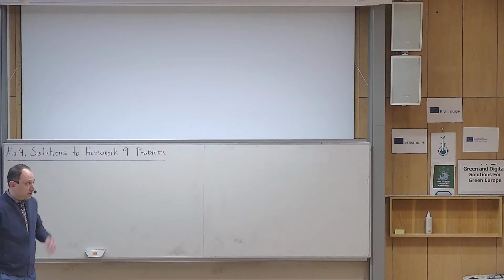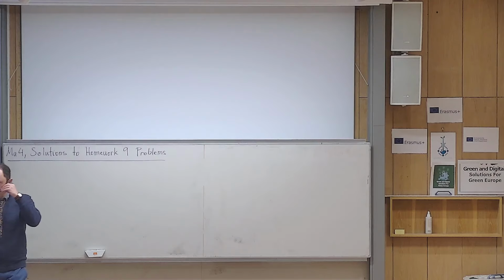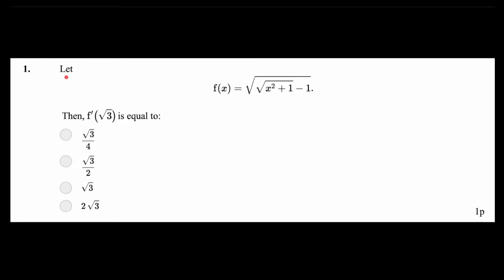Good morning. So let us solve these problems in this homework number 9. It's quite a while we didn't do that. So the first question is, let f of x be this function. We want to calculate f prime of the square root of 3. So do you remember this homework was about the chain rule? Okay. So this is a very straightforward question.